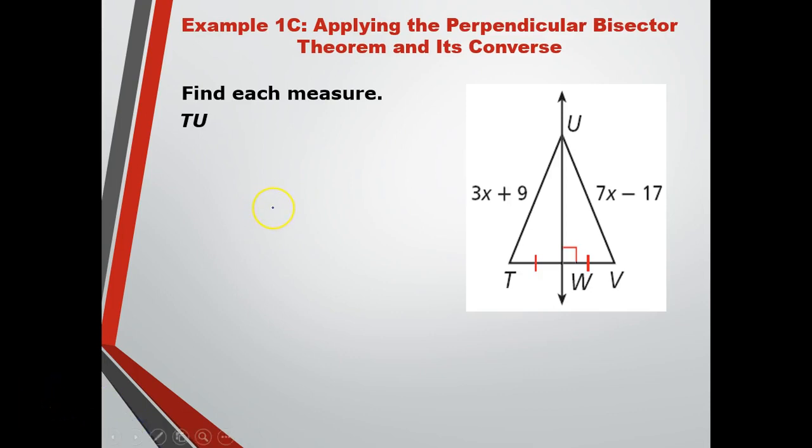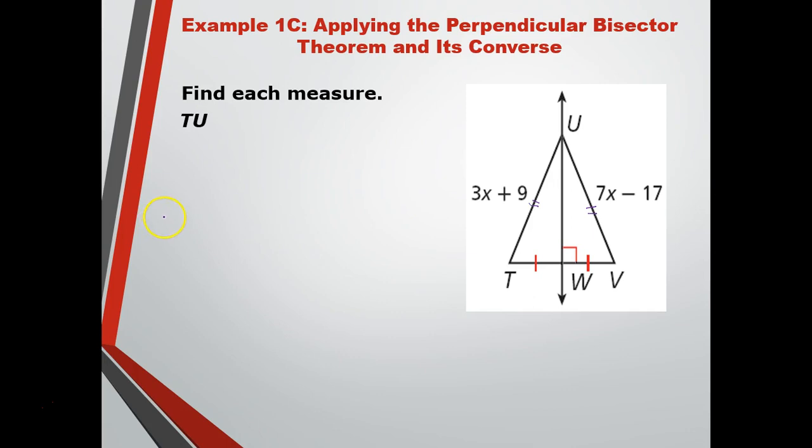Okay, in this example here, again, we're asked to find the measure of TU, and we have to take this one a little bit further with our algebra skills. Here we are given that UW from this picture right here is the perpendicular bisector of TV, meaning that from the perpendicular bisector theorem, this segment right here and this one over here are congruent, and we can solve for x. So let's solve for x.